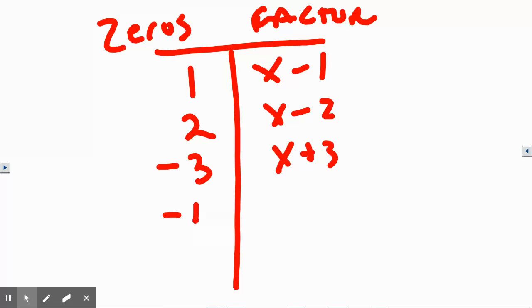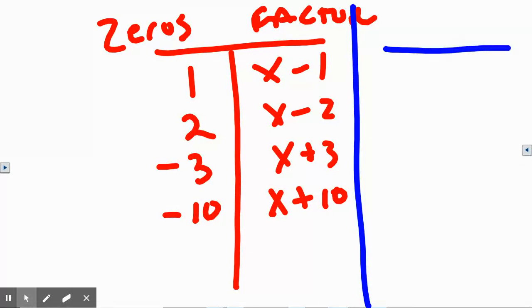And if it's -10, it would be x plus 10. Those are simple enough, I think. Just making sure that you understand the relationship. Now, when they became fractions, they became a little bit harder, but it did the same type of thing.